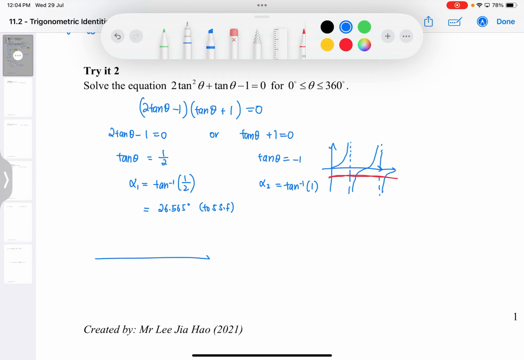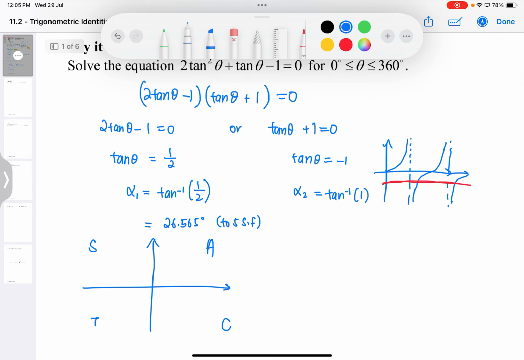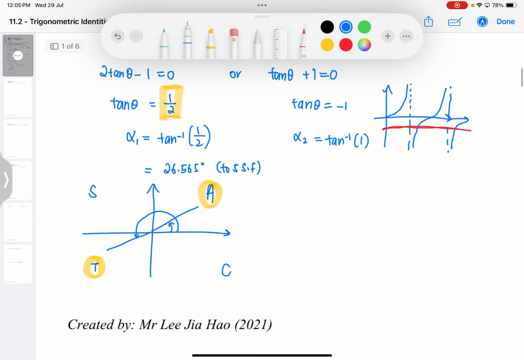Okay, so sketch your ASTC. Okay, Jaren, which quadrant is this from? A and T, good. Positive is a positive one, so it's A and T. So here and here. Okay, so our theta will be 26.565 as well as 180 plus 26.565.